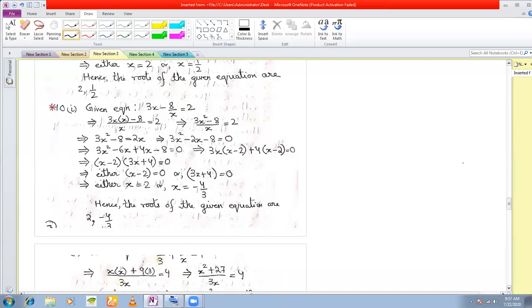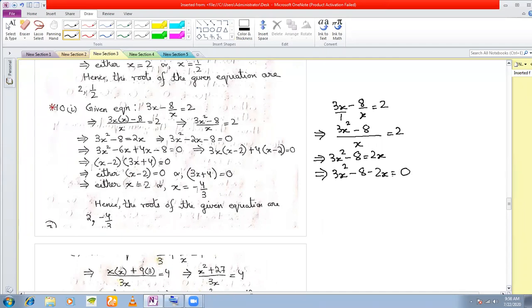Look at this: 3x minus 8 by x is equal to 2. Now see, first we are going to remove all the fractions. So we take the LCM. LCM is x, and here we have a 1. It just becomes 3x square minus 8 is equal to 2x. Now you make the right hand side 0. So 3x square minus 2x minus 8 is equal to 0.